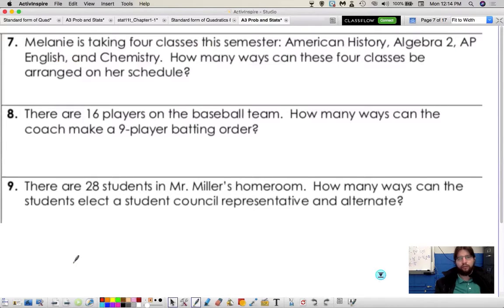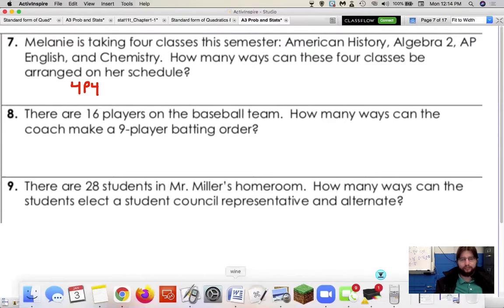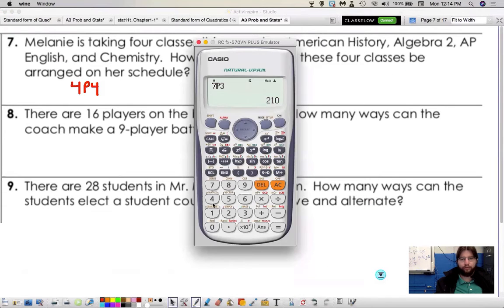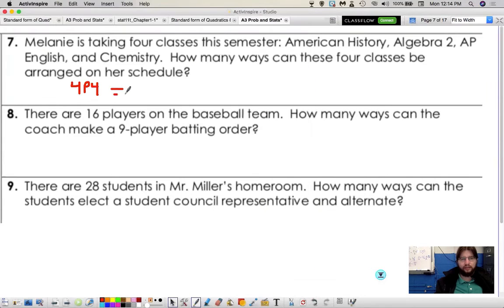Okay, a few more examples. This girl's taking 4 classes, history, algebra 2, English, and chemistry. So this is a 4P4. So the order matters, right? It's different taking history then algebra than it is taking algebra then history, right? The order you do them in matters. So it's not the same class. 4P4, that's just what? 24.